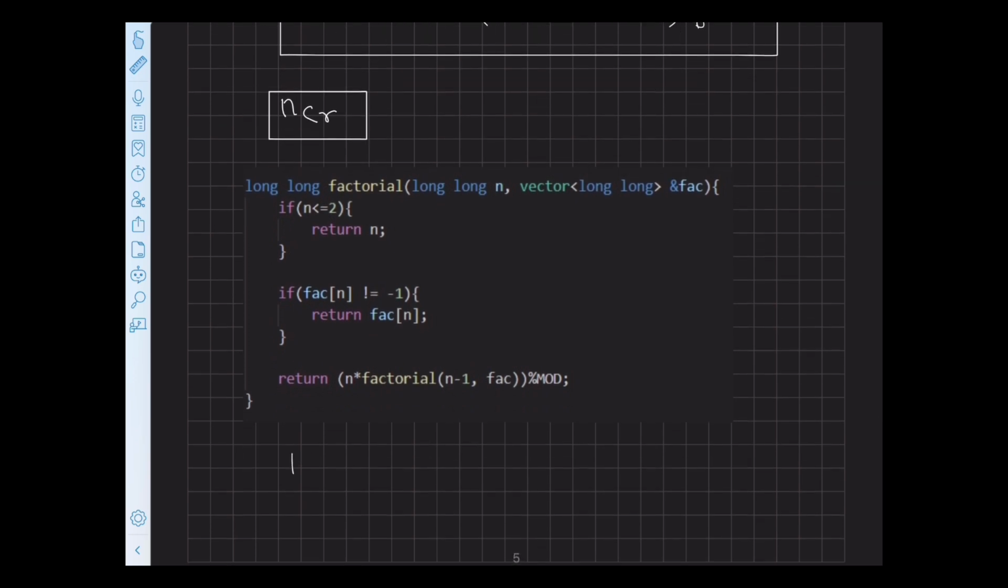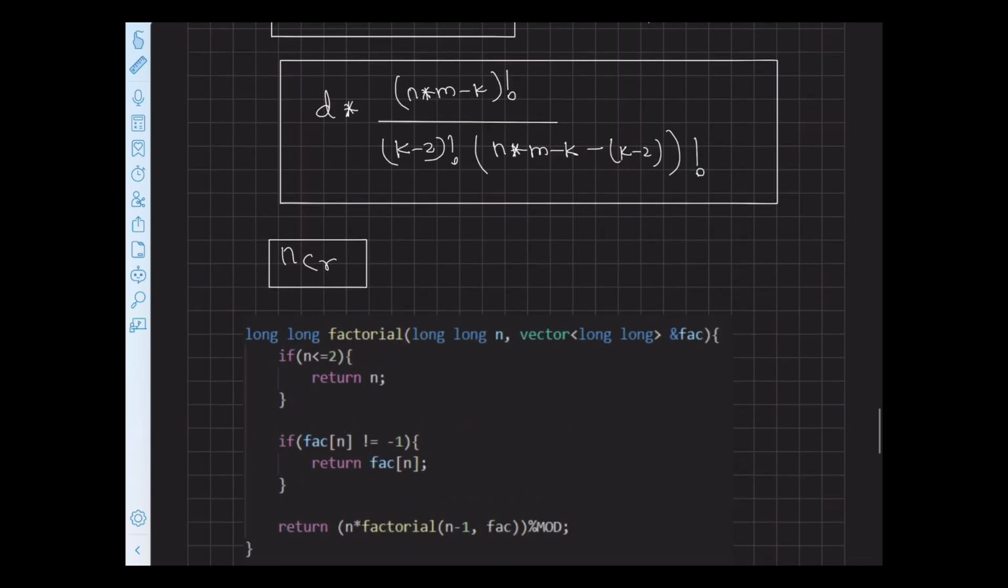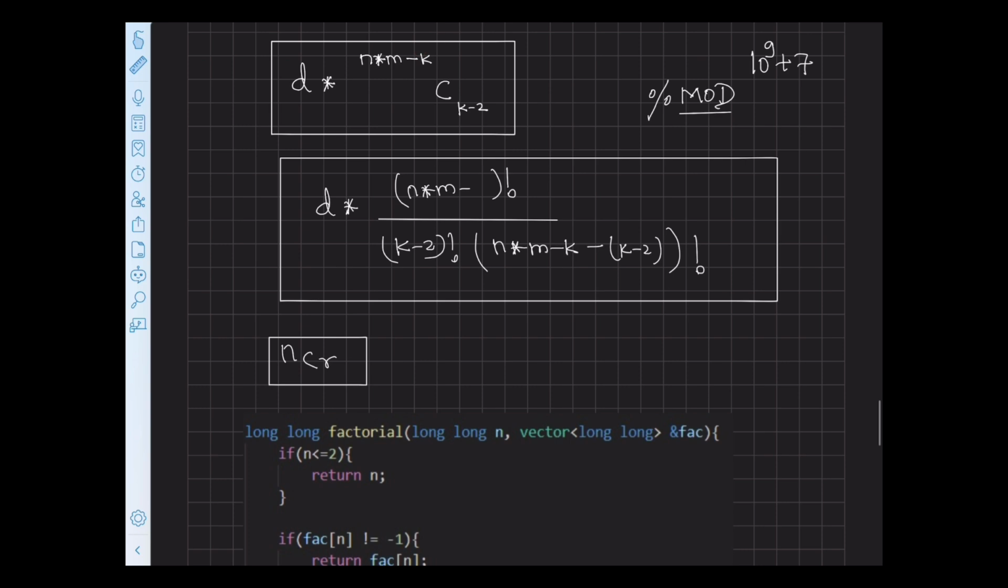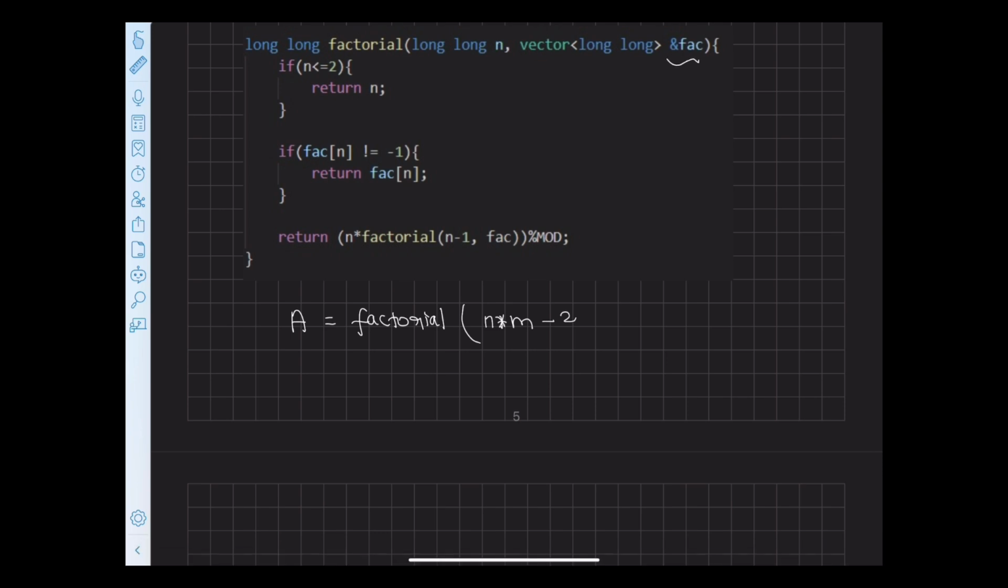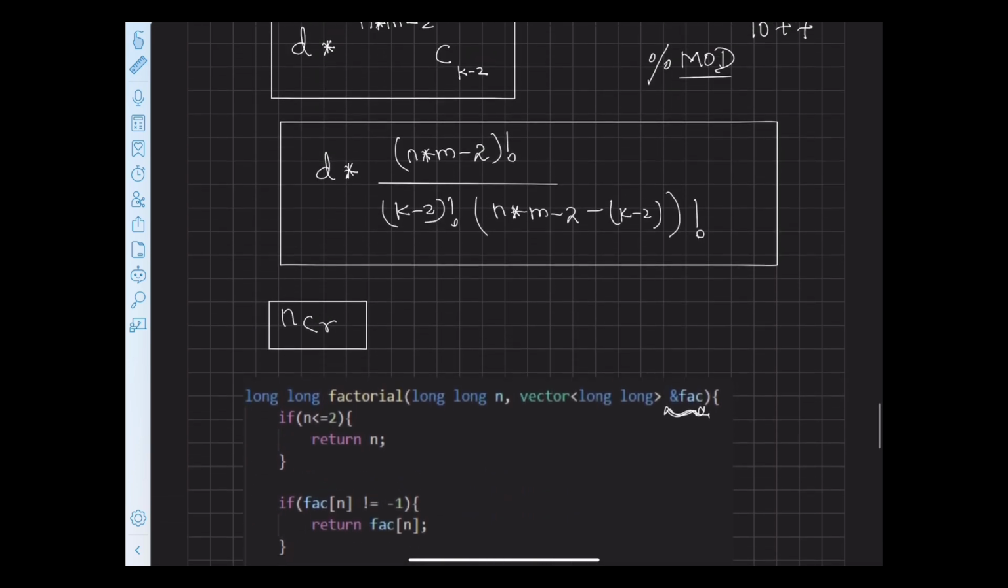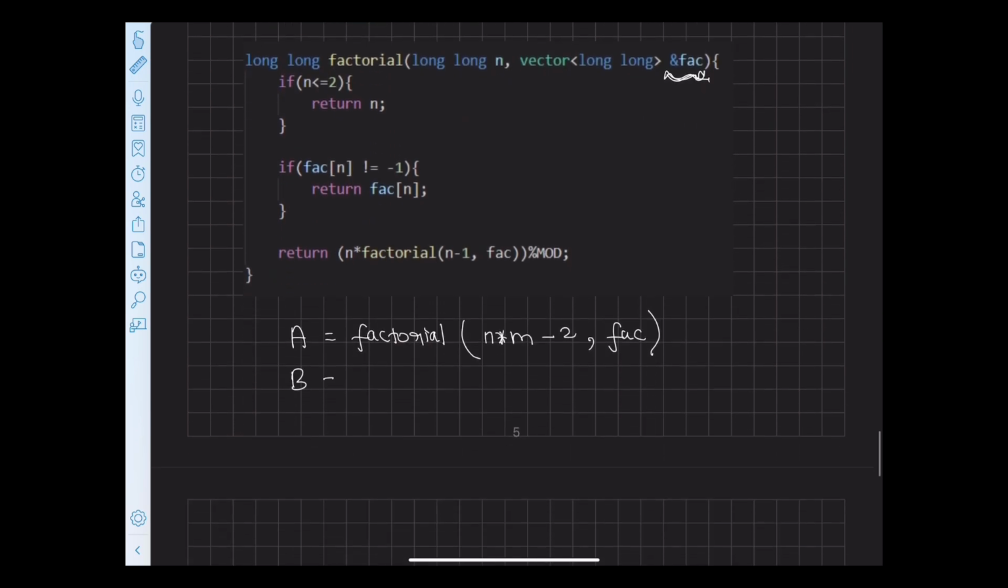So a would be equal to factorial n multiplied with m minus, oh, here it should be minus 2 because this much of a space is left. Here also it should be minus 2. Yeah. We are having a vector to pre-compute some of the values so that some values are not computed again and again. Okay. And now this is a. Let's say this is b. So the b value would be the same thing.